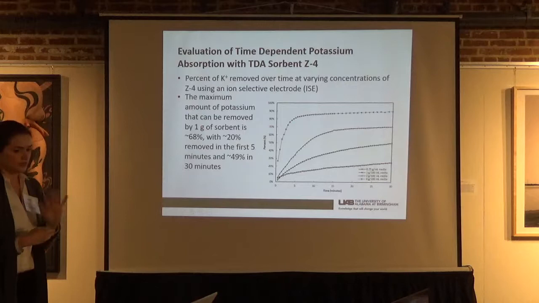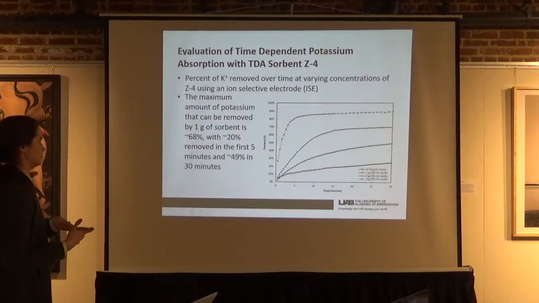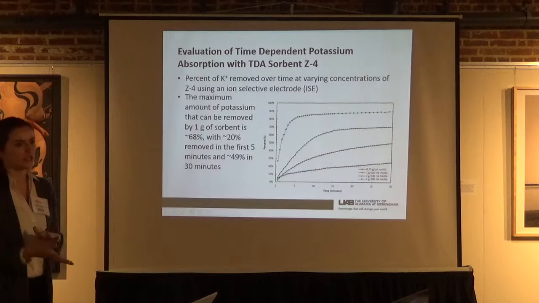The maximum amount of potassium that can be removed by 1 gram of sorbent from media was about 68%, with 20% removed in the first 5 minutes and 29% removed in the first 30 minutes. However, the main takeaway from this experiment is how we can use this in the future to tailor the efficiency of the sorbent in a very timely manner.